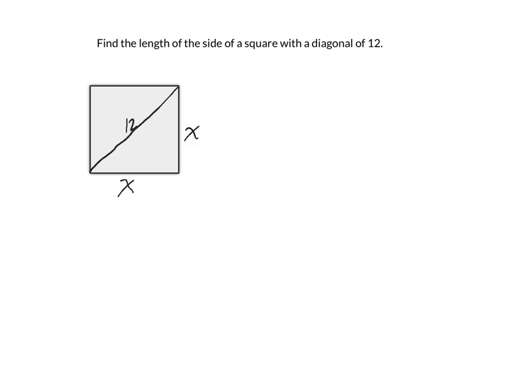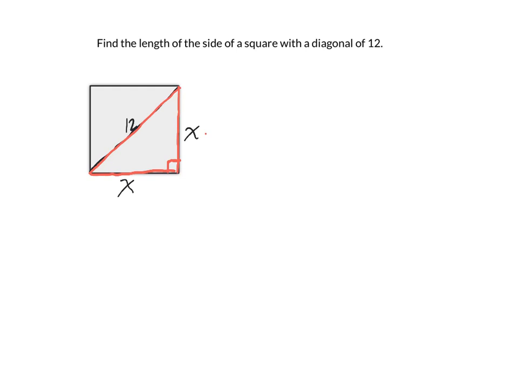I also notice that we have a triangle with two of the sides of the square, and the diagonal makes a triangle, and it's a square, so that's a right angle, because that's one of the properties of a square, is that it's got right angles. So we have a right triangle, and we have the two legs are x and the hypotenuse is 12.